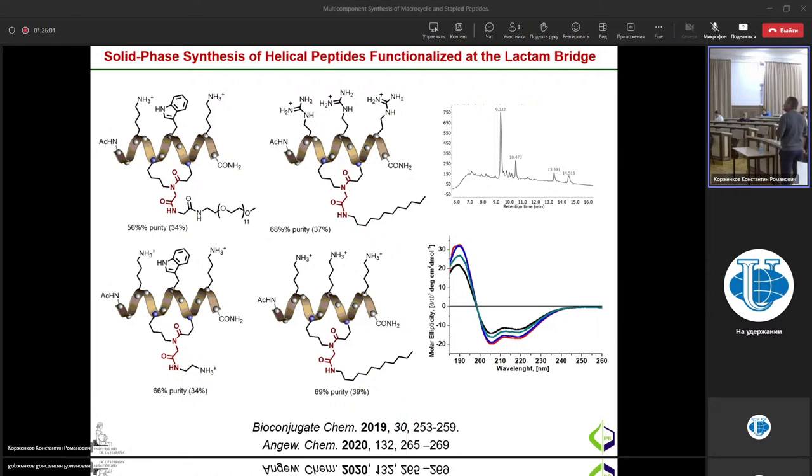We have all the technology to produce the stapled peptide on the resin. So we grow the peptide, we deprotect, we macrocyclize and functionalize at the same time, and then we release the peptide and do only one purification step.